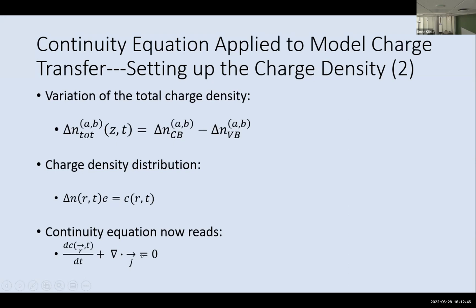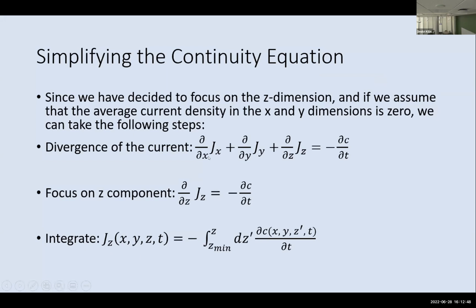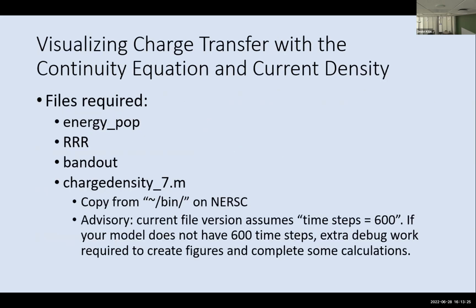Once we have that, we can continue to simplify our equation. Since the current density, which I believe Mira will be talking about next, is a three-dimensional vector quantity, it has an X, Y, and Z component. Since we've made the choice to focus on the Z component, we can just assume the average current density in the X and Y direction is 0. So when we do that, we can just focus on the Z part. We integrate it. We get this expression for the current density. And from there, we can implement it into mathematical code.